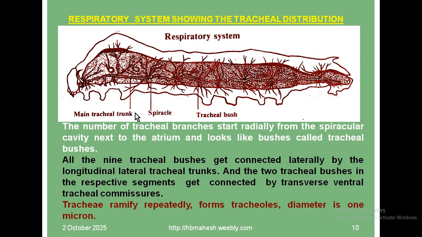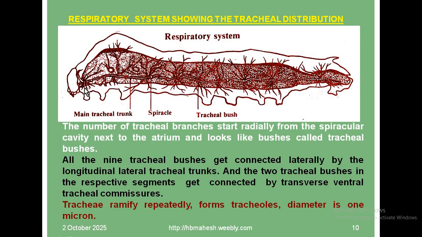All the 9 tracheal bushes get connected laterally by the longitudinal lateral tracheal trunk. See, this is the longitudinal lateral tracheal trunk. So there are 2 lateral tracheal trunks, one here and another one on the other side, and the tracheal bushes in the respective segments. Say these are the first 2 thoracic segments. This is the lateral one, another one is on that side.